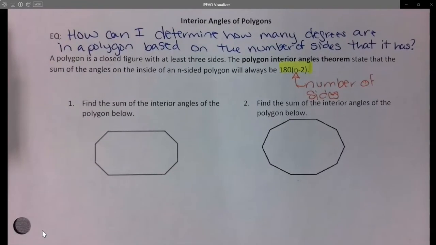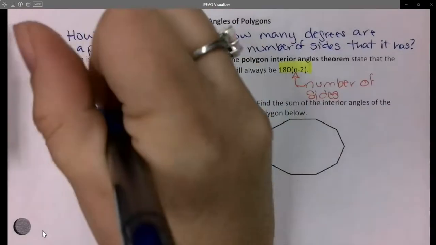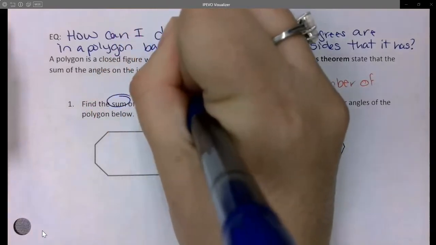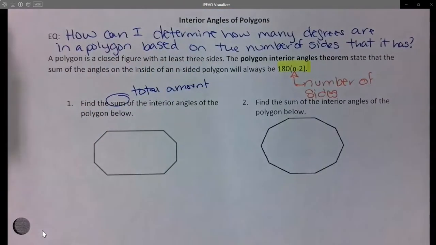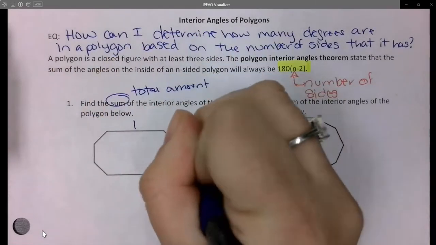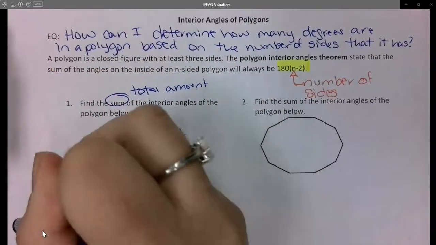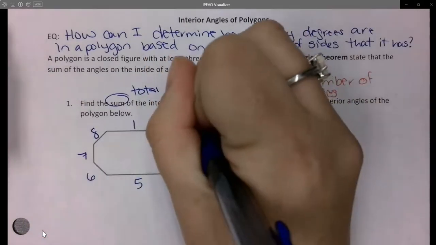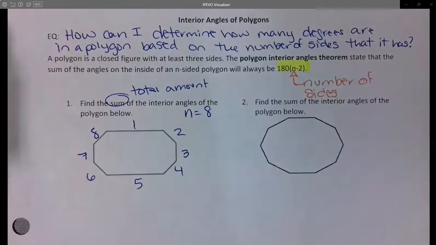So I'm going to go ahead and solve number 1. It wants me to find the sum of the interior angles. Sum is the total amount. So I first am going to count how many sides this polygon has. I have 1, 2, 3, 4, 5, 6, 7, 8 total sides. So my n is going to be 8.